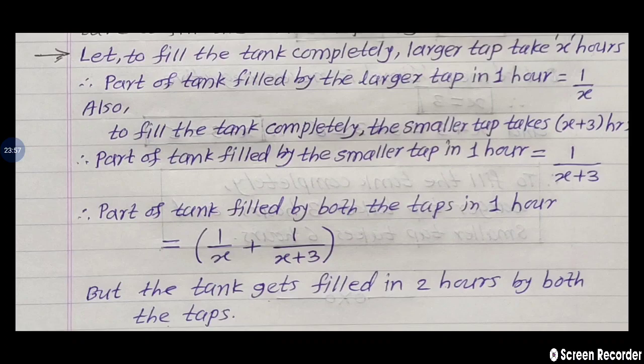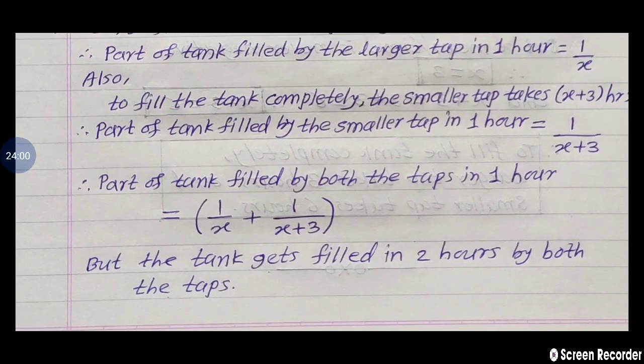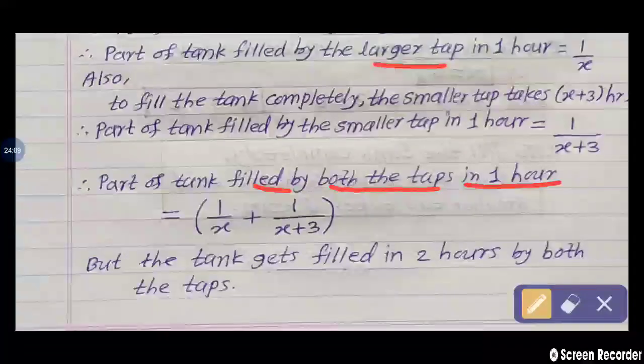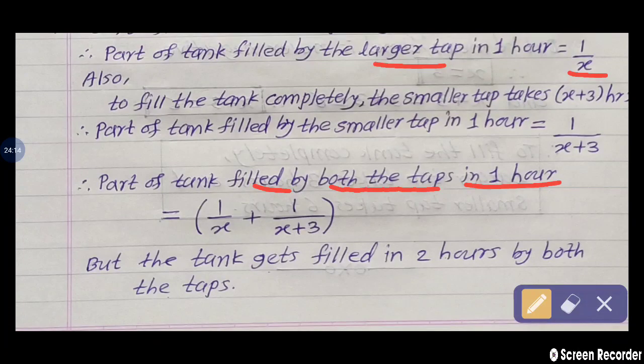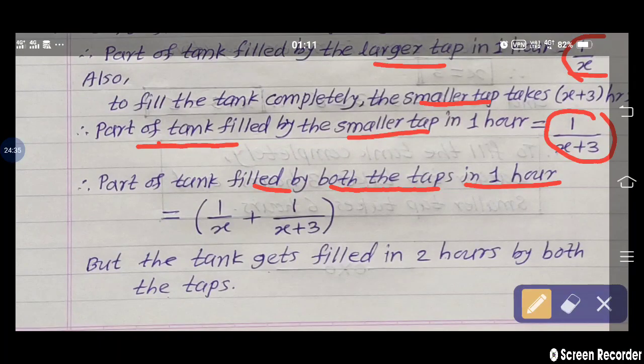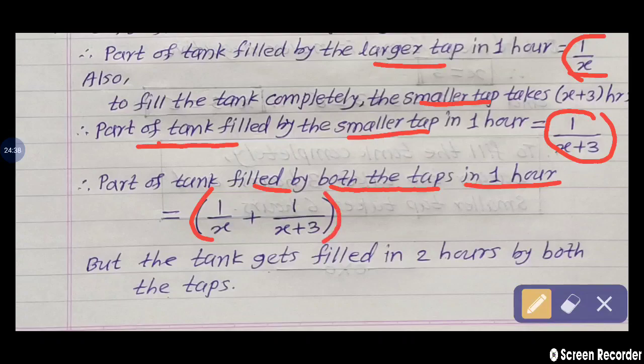Therefore, the part of the tank filled by both taps in 1 hour. Using the larger tap, 1 upon x part is filled, and using the smaller tap, 1 upon x plus 3 part of the tank is filled. So we are making the addition of these two: 1 upon x plus 1 upon x plus 3.